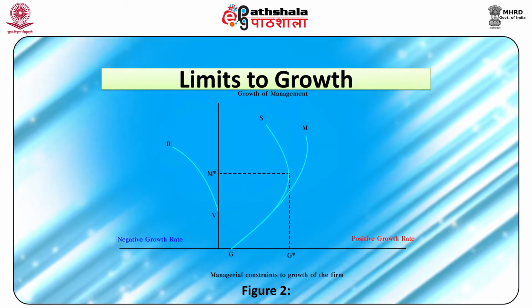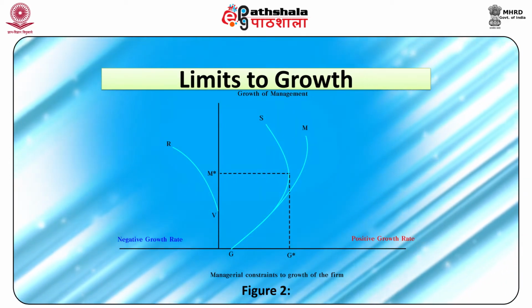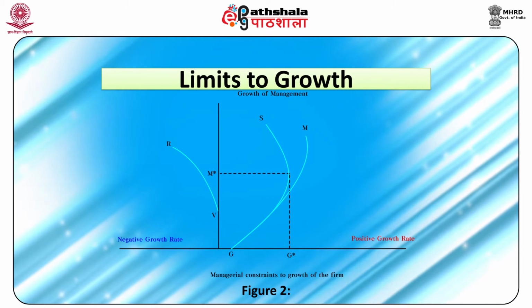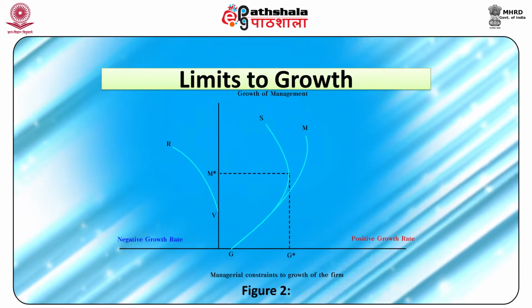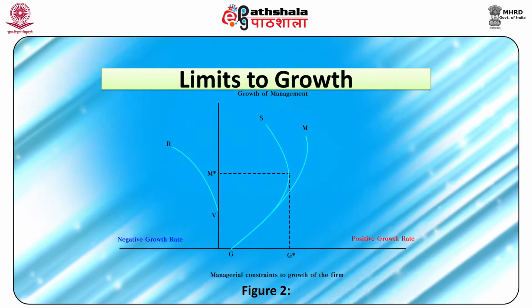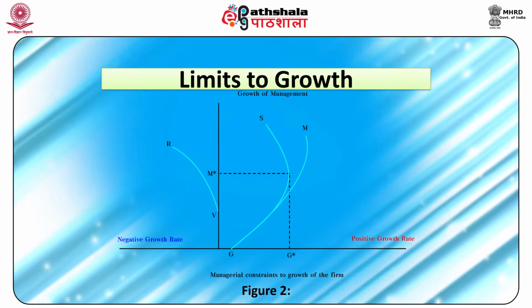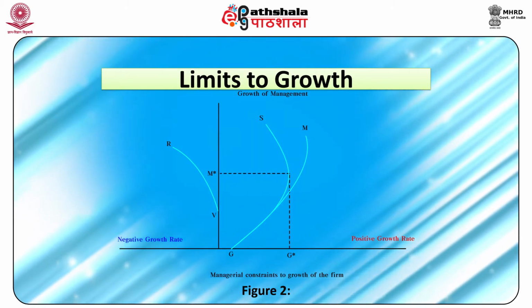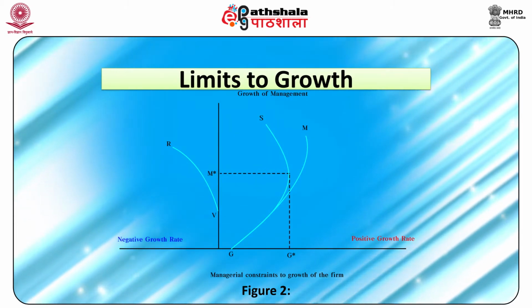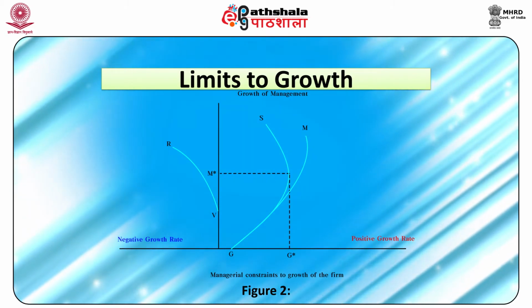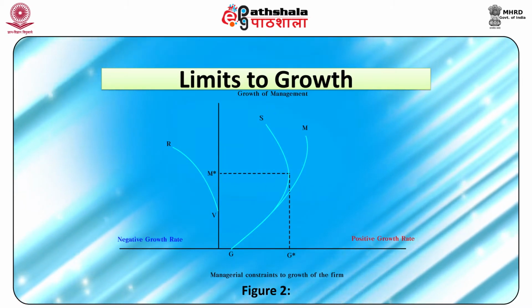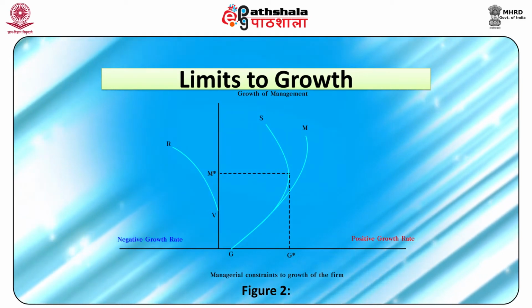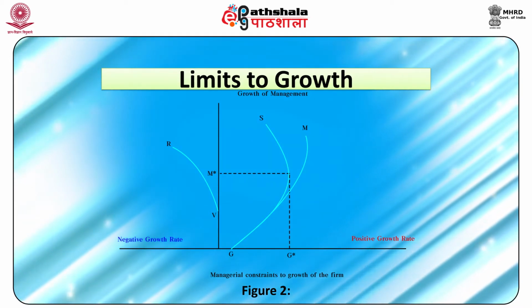The curve GS shows that growth rate of the firm increases from G to G star as the rate of managerial growth increases to OM star. Any further increase in growth of management will have a negative effect on the growth of the firm. The other factors that limit growth of a firm include cost, non-managerial resources, demand and finance.